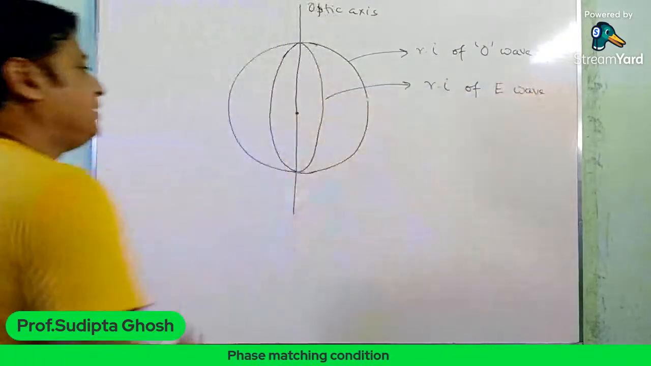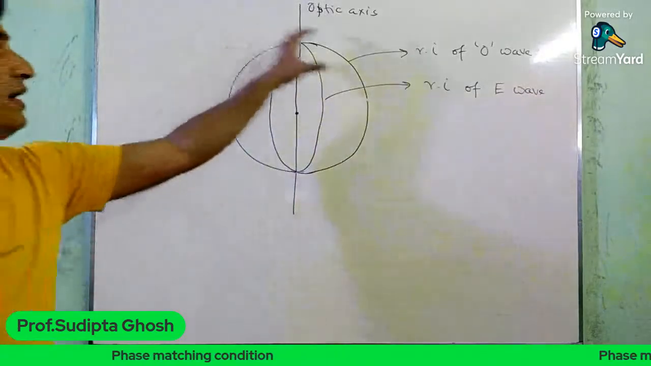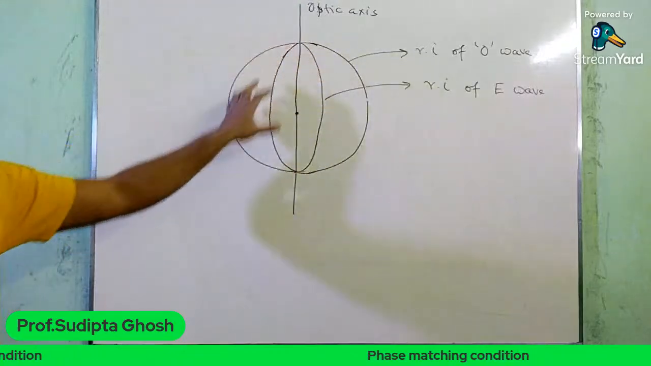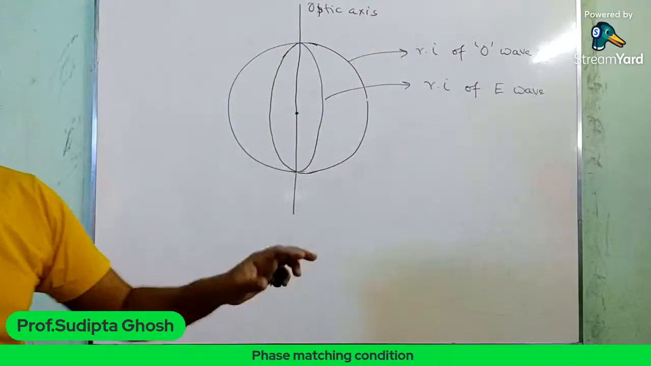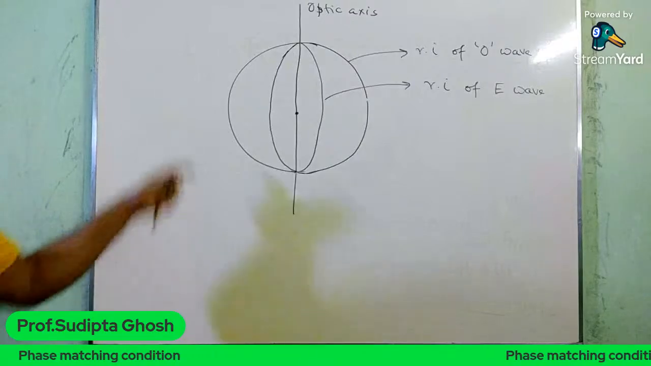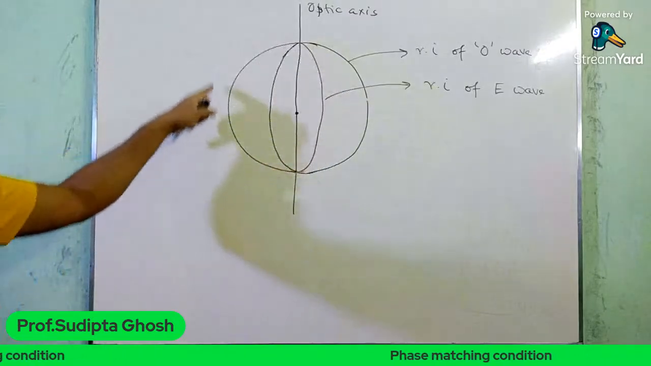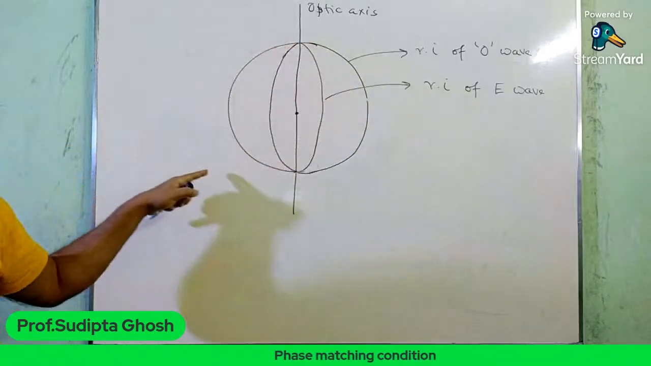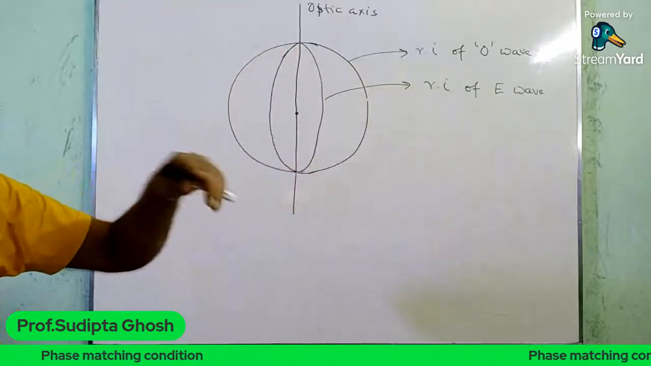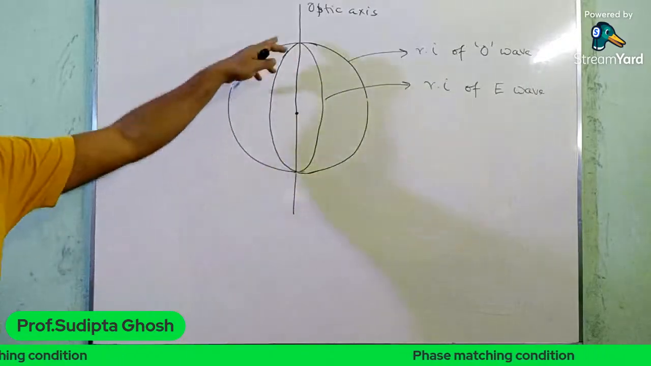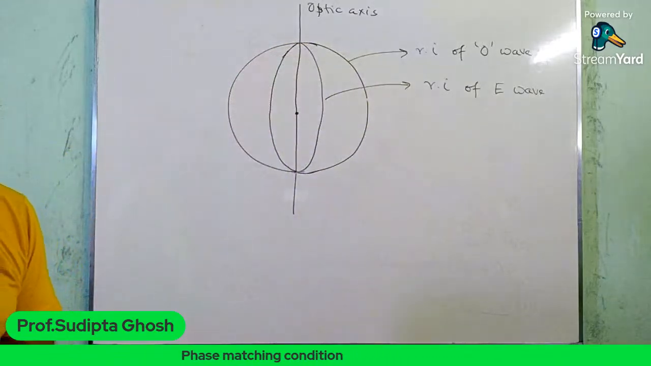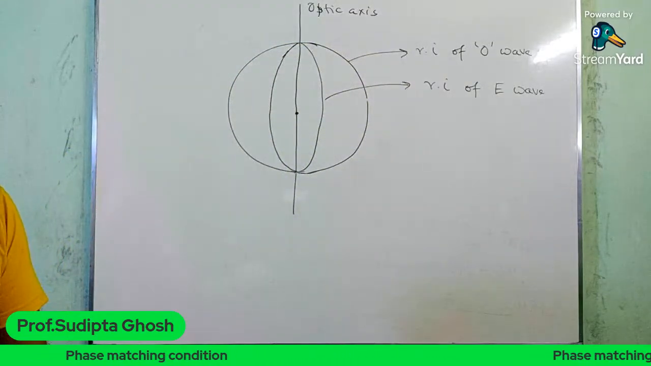Okay, have you got it? So this is the refractive index variation of the ordinary wave, and the ellipsoid shows the refractive index variation of the extraordinary wave, and you can see from these two surfaces that the refractive index of the ordinary wave, as it is a sphere, remains the same in whichever direction you are propagating. It doesn't depend. But for the ellipsoid, the refractive index changes with the direction of propagation.